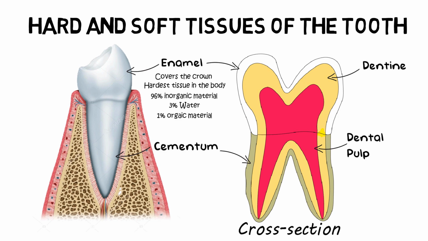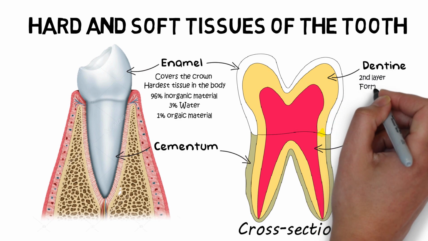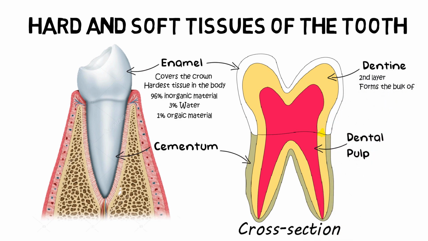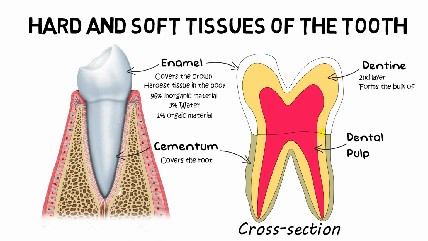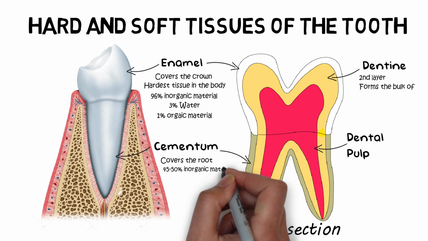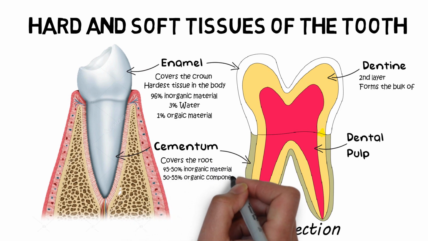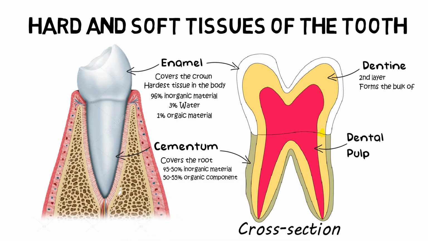The next layer is the dentin, which forms the bulk of the tooth and is present in the crown as well as in the root. It functions to provide support to the enamel. The third hard tissue present in our tooth is the cementum, which, as discussed, covers the outer portion of the root. It consists of about 45 to 50% inorganic material and 50 to 55% of organic component.